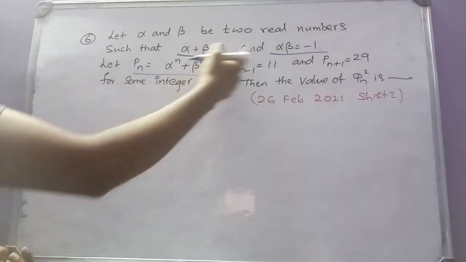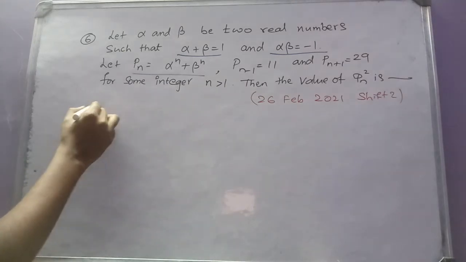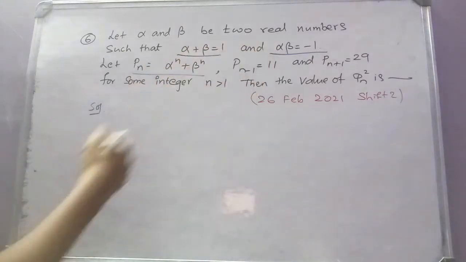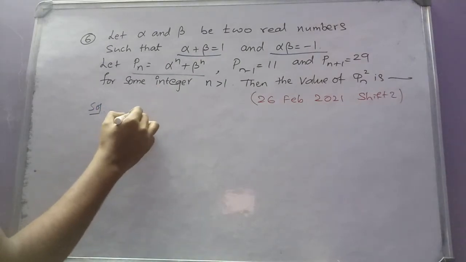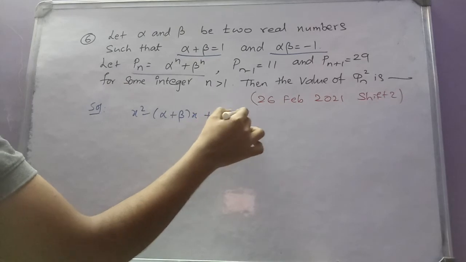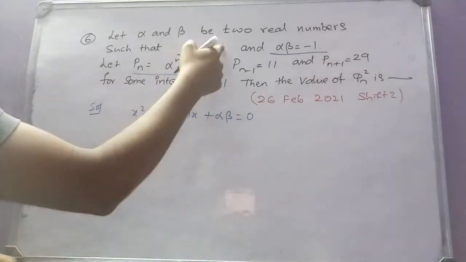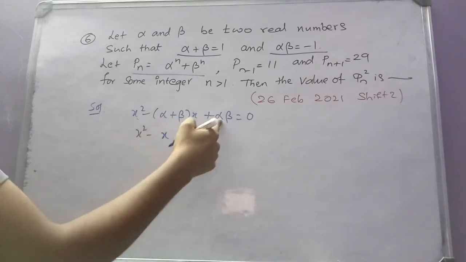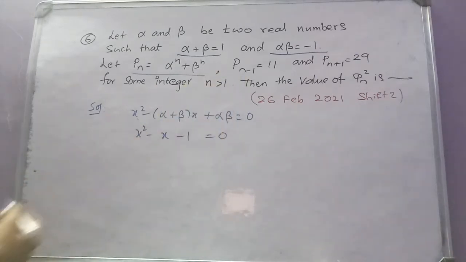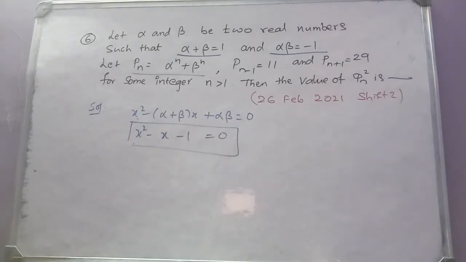He has given the sum of the roots and the product of the roots, right? So let us see what the equation is then. If alpha plus beta is 1 and alpha beta is minus 1, then the quadratic equation is x square minus (alpha plus beta) x plus alpha beta equal to 0. There might be some use. So x square minus 1 into x, and alpha beta is minus 1, equal to 0. Right? So remember this. We might use it.